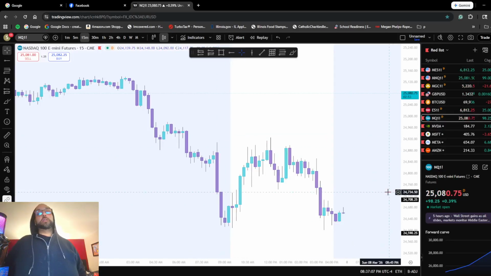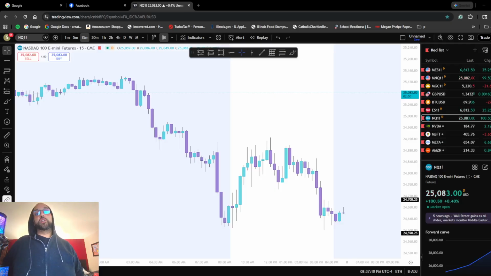Okay, so that is a break of structure, and that is not a break of structure, and that's how we tie it in with liquidity.